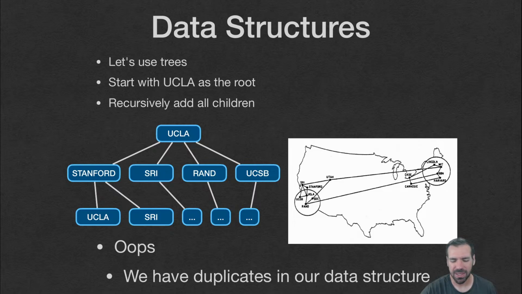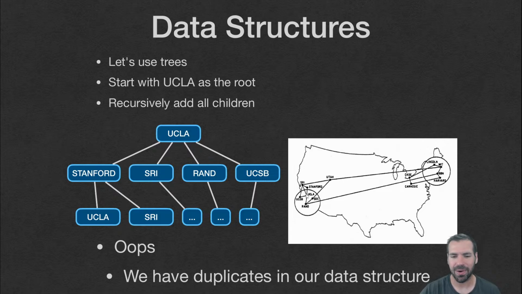I think it's called a multi-tree. But anyway, a tree where the nodes can have any number of child nodes. So we'd have like an array list of child nodes. So we have all the child nodes of UCLA, which is every location connected to UCLA on the graph.